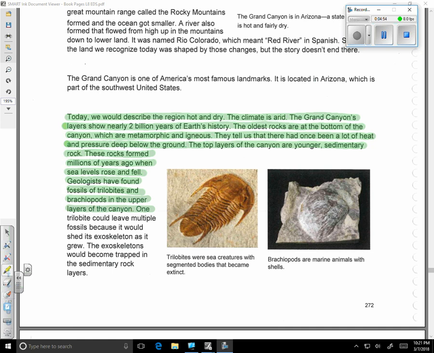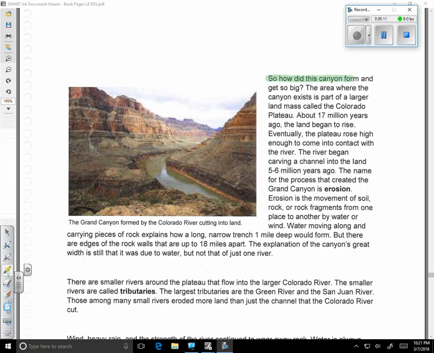One trilobite could leave multiple fossils because it would shed its exoskeleton as it grew. The exoskeletons would become trapped in the sedimentary rock layers. So how did this canyon form and get so big? The area where the canyon exists is part of a larger landmass called the Colorado Plateau. About 17 million years ago, the land began to rise. Eventually, the plateau rose high enough to come into contact with the river. The river began carving a canal into the land 5 to 6 million years ago.